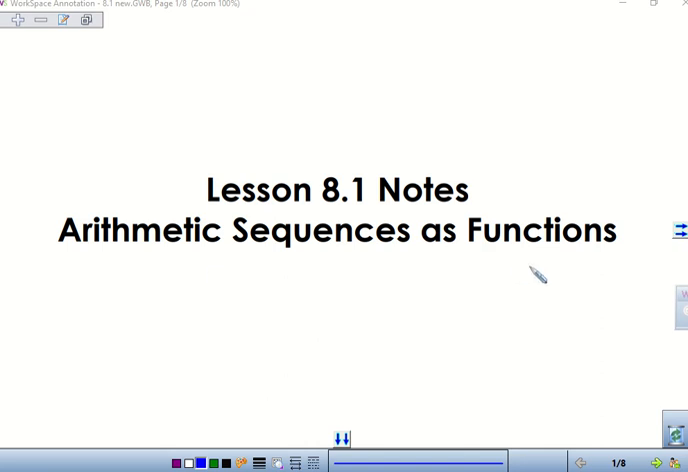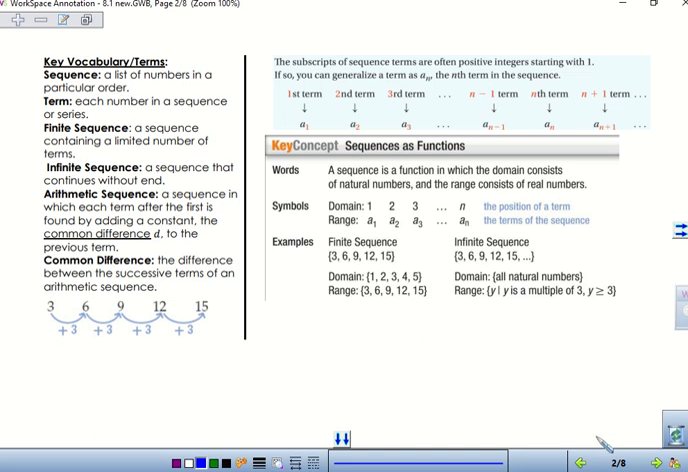So we have 8.1 notes, which is arithmetic sequences as functions. We have a lot of vocabulary to go through in this topic. We have what a sequence is: it's a list of numbers in a particular order. We have what a term is: each number in a sequence or series.